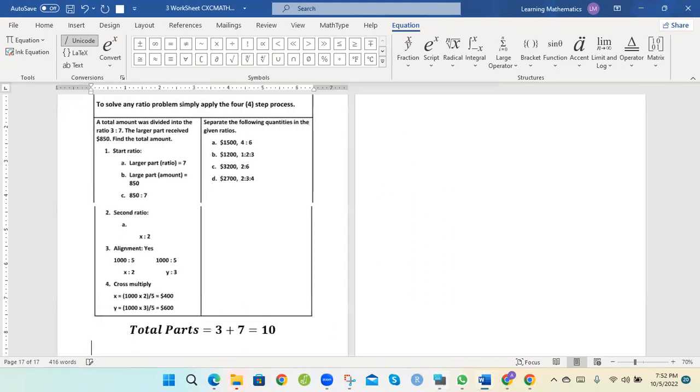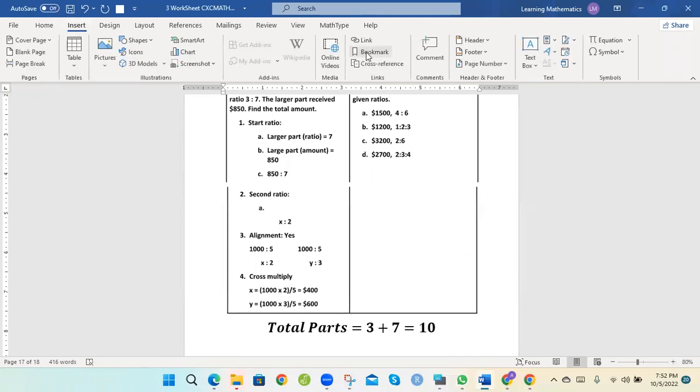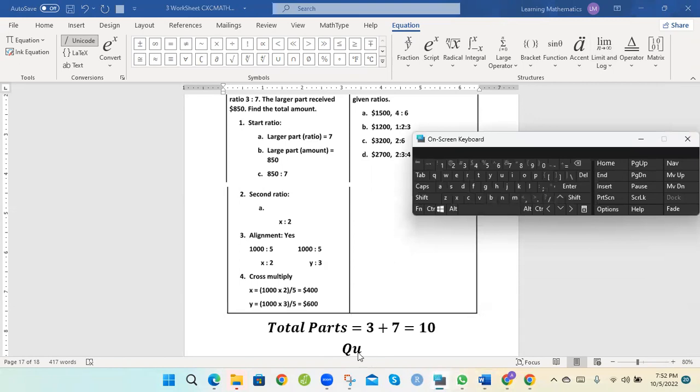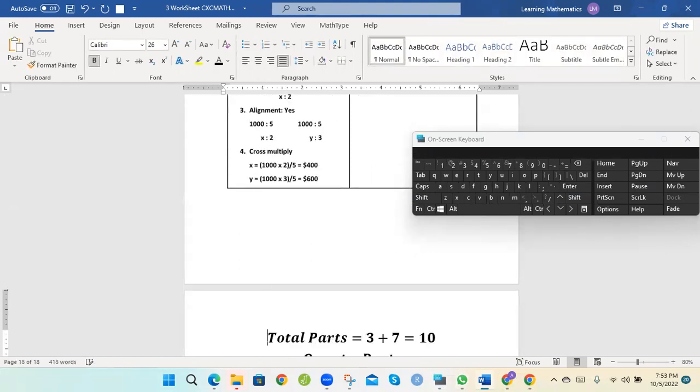Now we're going to apply the 5-step process. The first step is to have a labeling ratio. For quantity and parts, when you're separating a quantity into parts or you're finding the total parts or the total quantity, your labeling is quantity and parts. Now your next ratio must have 2 numbers.